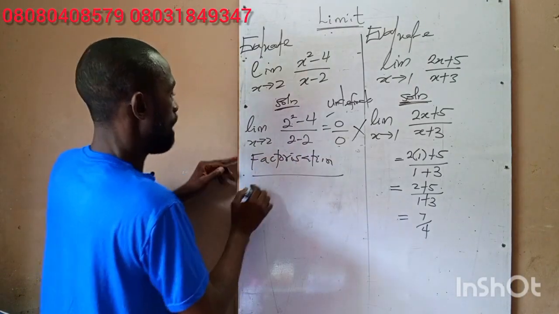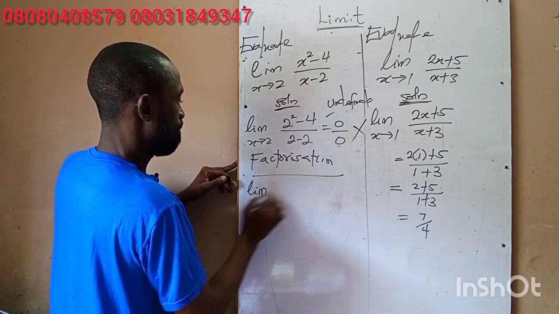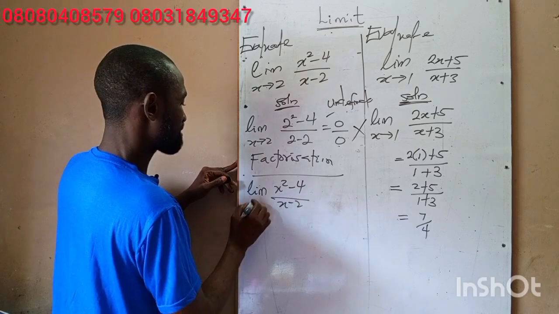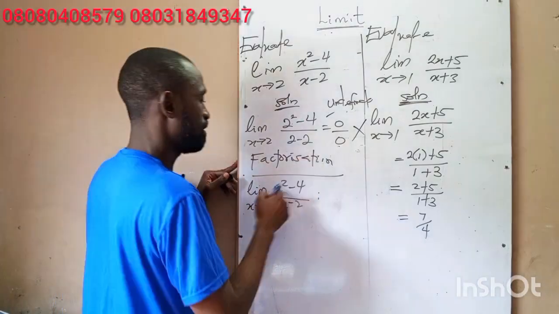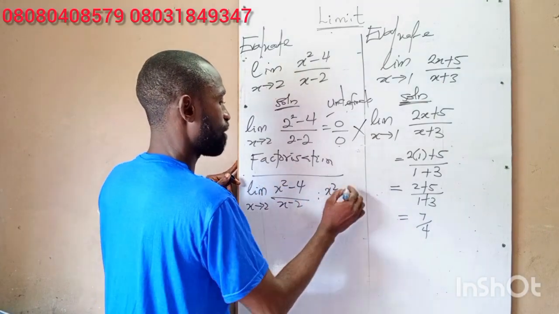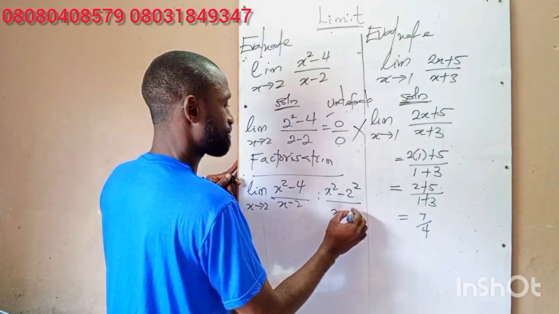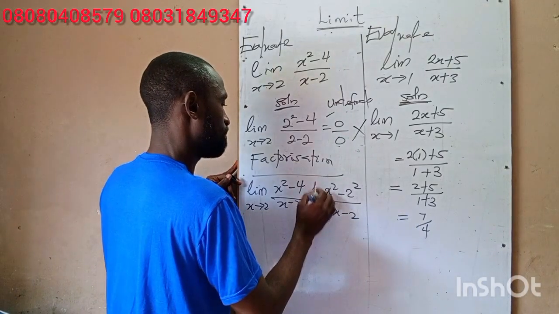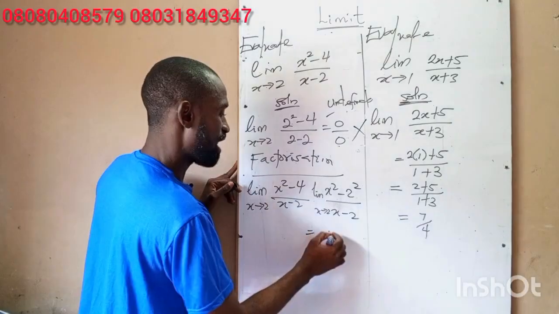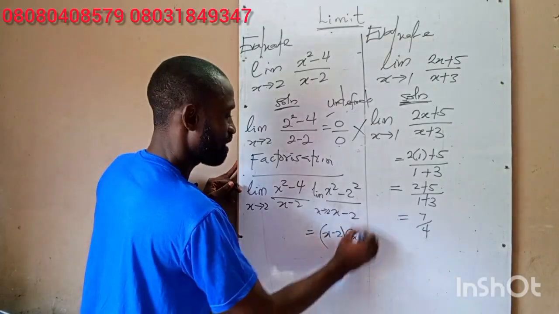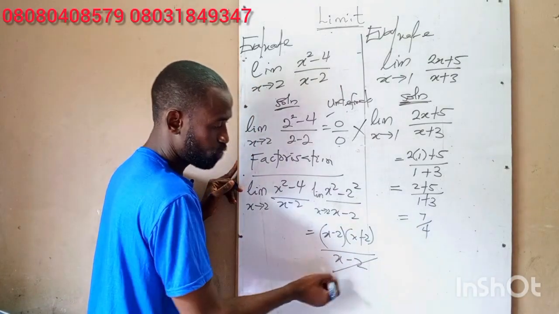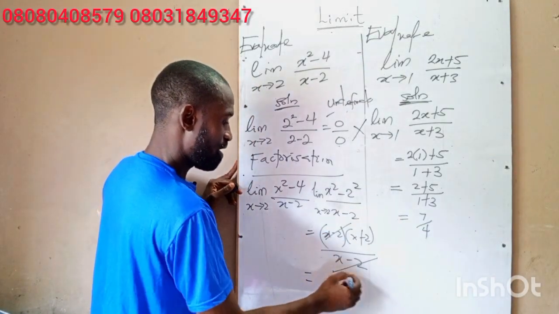So it means our limit of s squared minus 4 all over s minus 2 as s approaches 2 will now give us what? This is the difference of two squares. So we have s squared minus 2 squared all over s minus 2, the limit as s approaches 2. Factorize this, we get (s minus 2)(s plus 2) all over s minus 2. So what happens? s minus 2 will cancel, and we have s plus 2.